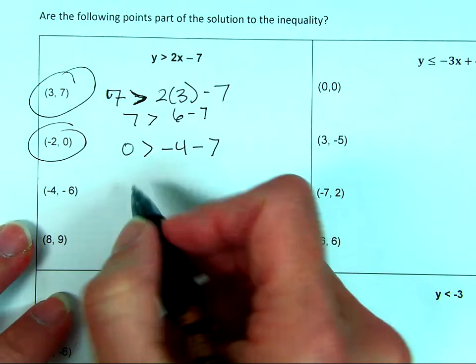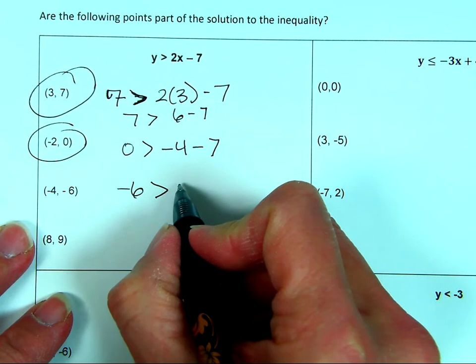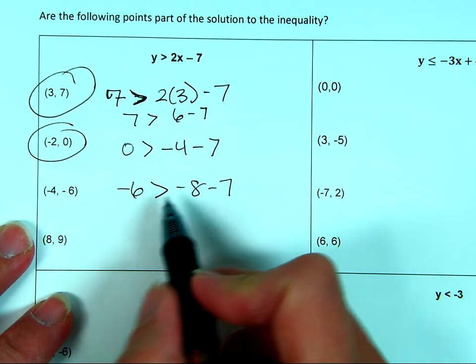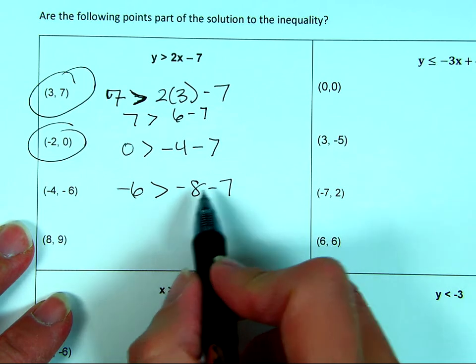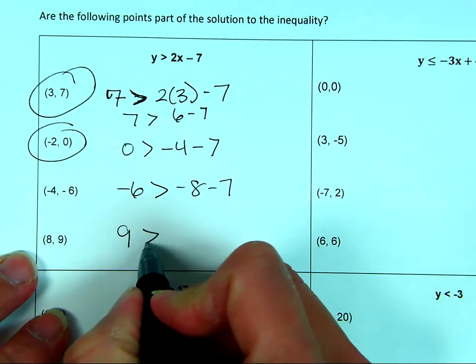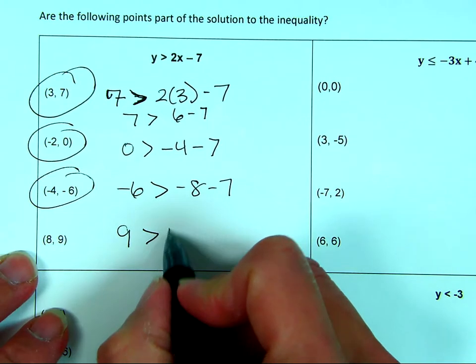And for this one, I get negative 6. Is it bigger than negative 8 minus 7? Yes, this is going to be negative 15, and that's negative 6, and this is definitely less than that, to the left of that. And now this one, 9. Is it bigger than 18 minus 7?